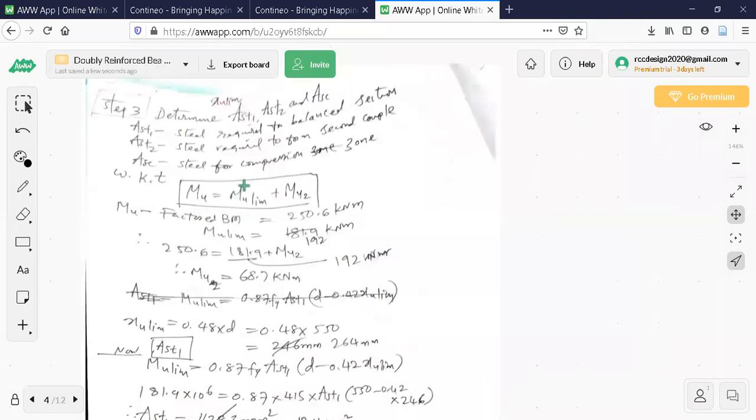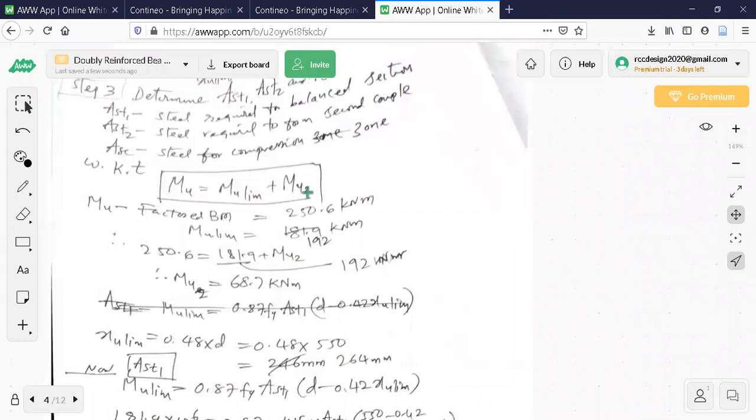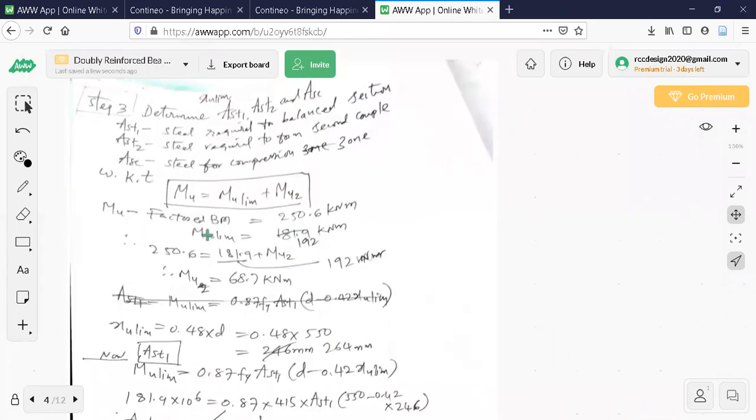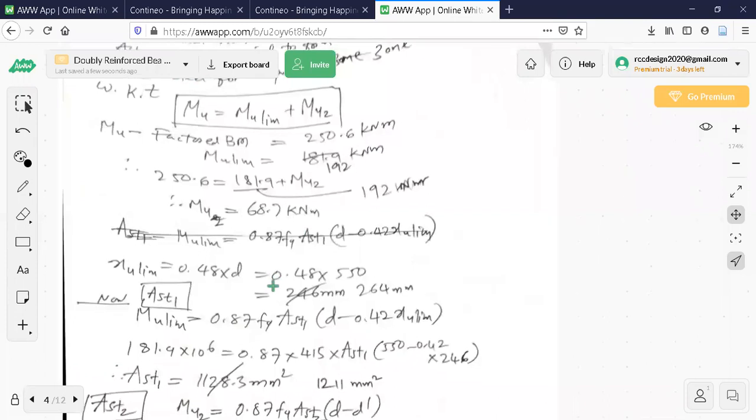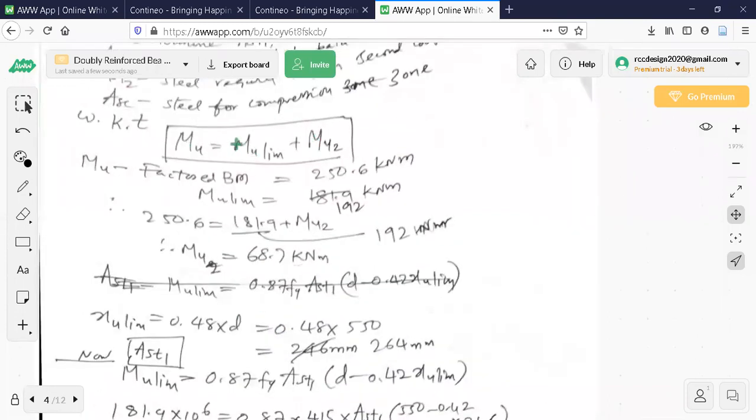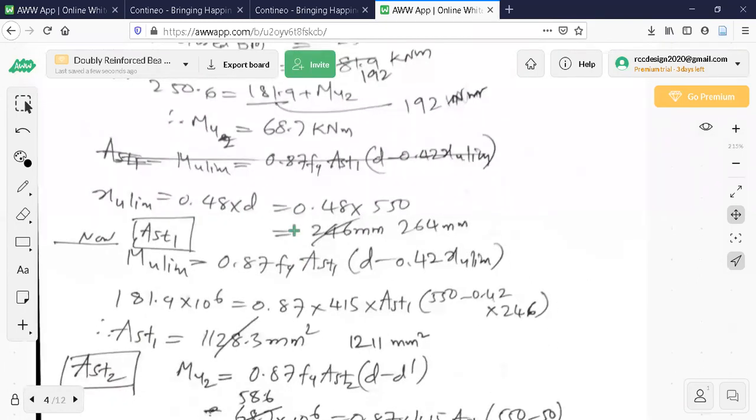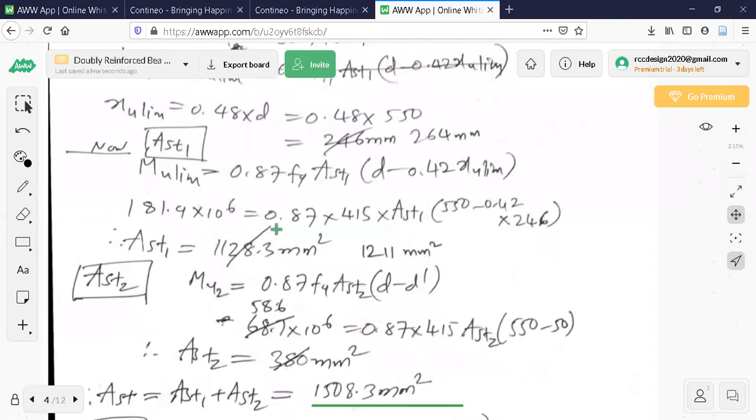Mu is equal to Mu limit, the moment capacity given by the balanced section, plus Mu2, because it is a doubly reinforced beam. Since it is a doubly reinforced beam, steel is there in the compression zone also, so the second couple has appeared. So Mu2 is equal to this minus this. Mu minus Mu limit is Mu2. Okay, next is Xu limit, and all we have calculated.